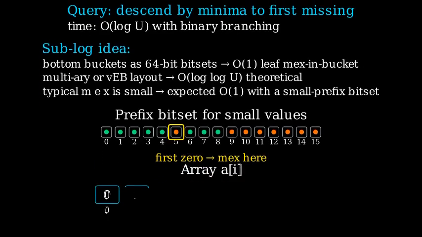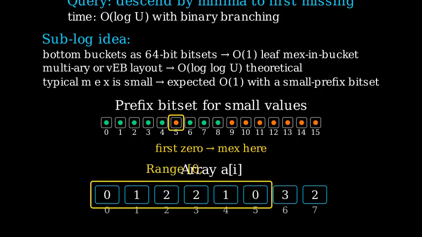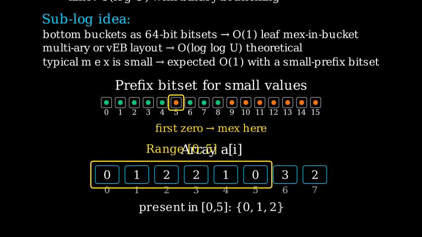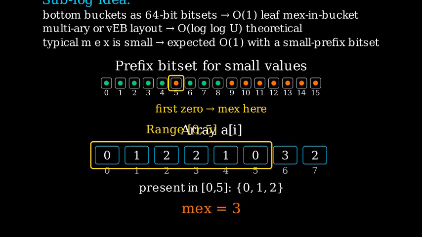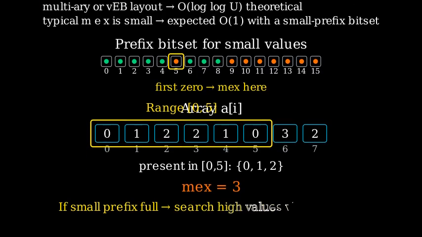End-to-end, take the array and range. Collect the values present in the range. Find the smallest missing in the small prefix by bit set. If full, jump to the high-value search in the value tree.